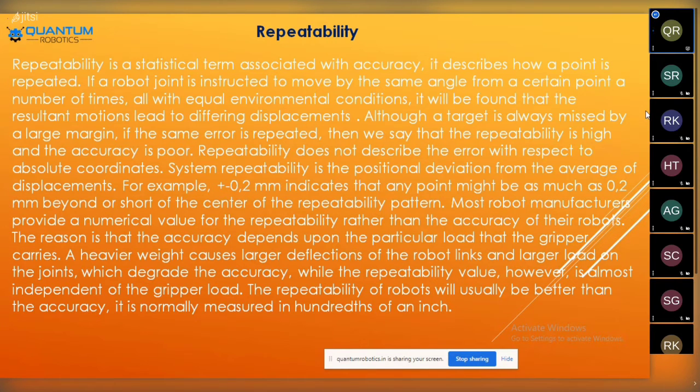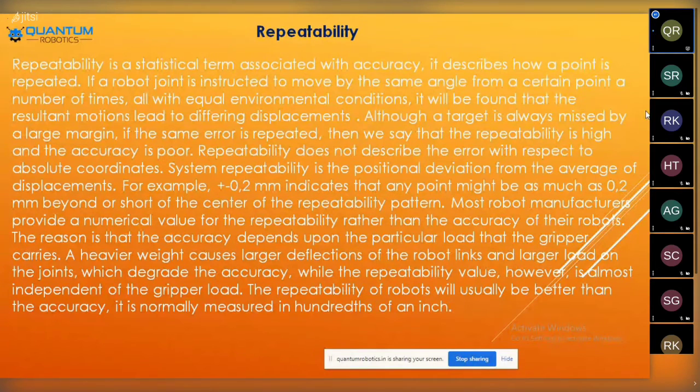How will the triggering point be obtained? It is A by 2. We do A by 2, and then the displacement is added on that. This was the displacement, and this is how we calculate the particular area. A target is always missed by a large margin.